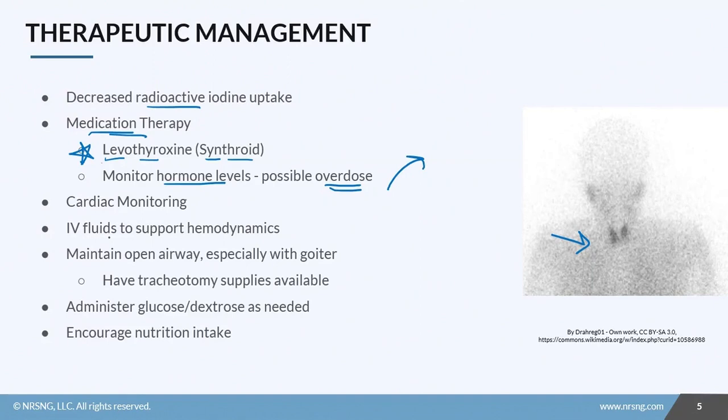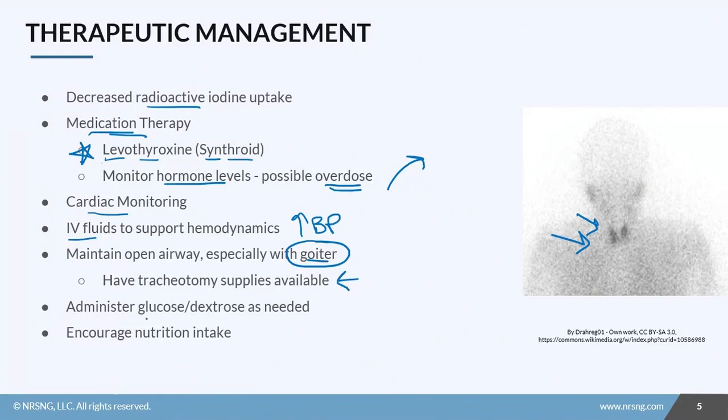We're going to want to monitor their heart rate and their blood pressure. We're going to give them IV fluids to help support their hemodynamics, try to keep their blood pressure up. We want to maintain that open airway, especially with goiter. Remember, that's right at their neck. It has the possibility with the swelling to cause problems with swallowing or breathing. Again, with a really bad goiter, we may even consider having tracheotomy supplies available at the bedside.